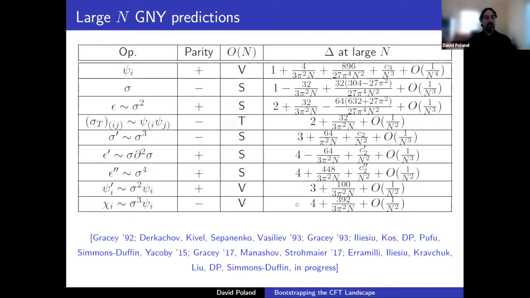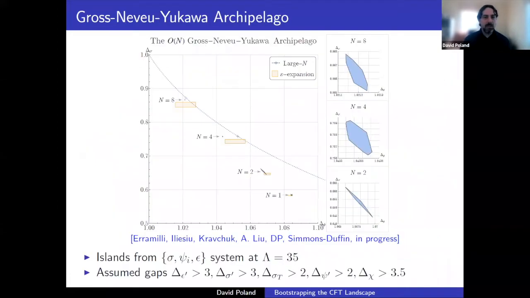We can take advantage of that gap in the spectrum using the bootstrap method. At large N, the scaling dimension of chi starts at 4 plus 1 over N corrections, and so we can impose a relatively big gap in that sector. Okay, so here's what our results look like.